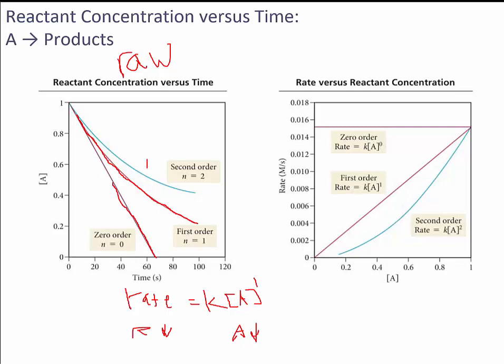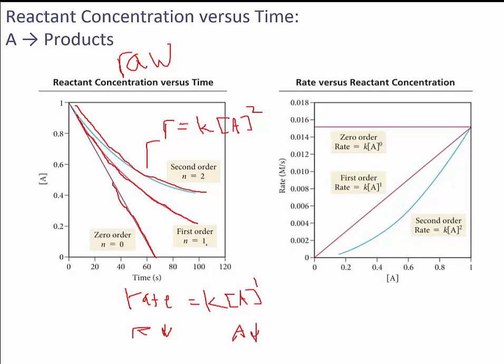If it's 2nd order, our rate is equal to k times the concentration of A squared. It's going to slow down even faster, so it's going to go flatter quicker. It has an even stronger dependence on the concentration of A. Just by looking at it, you can tell which one is the straight line, the 0th order one.